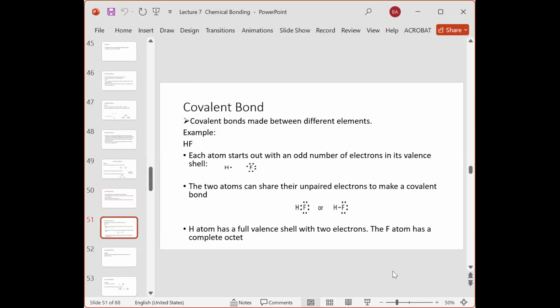So now let's see hydrogen and fluorine. Hydrogen has only 1 electron. It wants to satisfy itself to become 2. Hydrogen is different. Fluorine too has 7. It wants to get 8. So then the hydrogen will come and bond with the fluorine here, and then they will bond together like this. Now hydrogen has 2, fluorine has 8 electrons.